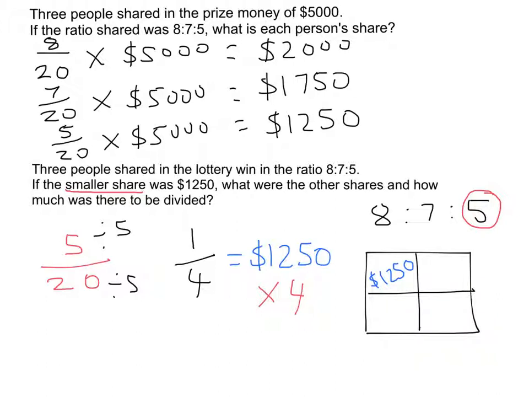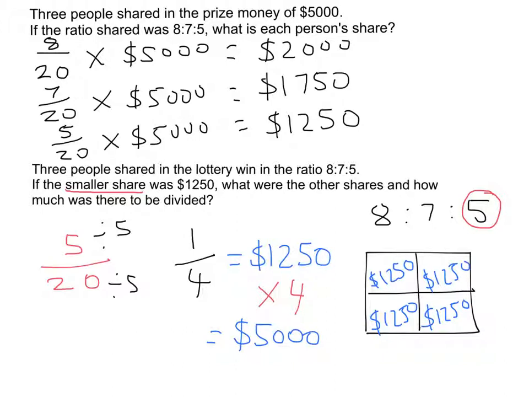All we have to do now is write down 1250 in each square. Okay, so that's why we multiply by 4. That's why multiplying by the whole number here, the denominator, will give us the total prize money. And if you do that in your calculator, you should get 5,000. Now that we have the total prize money, the rest is easy.